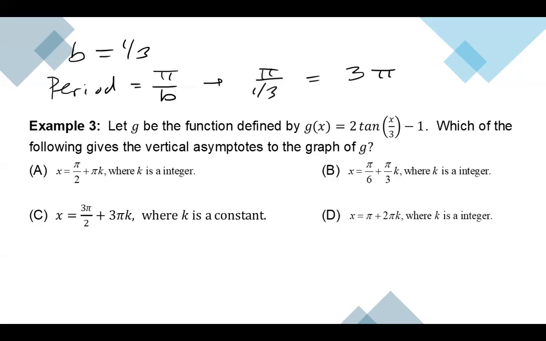pi over 2. Okay. So once we have that, we then are going to look and say, okay, which one has my period being divided now by 2? And that answer is C.